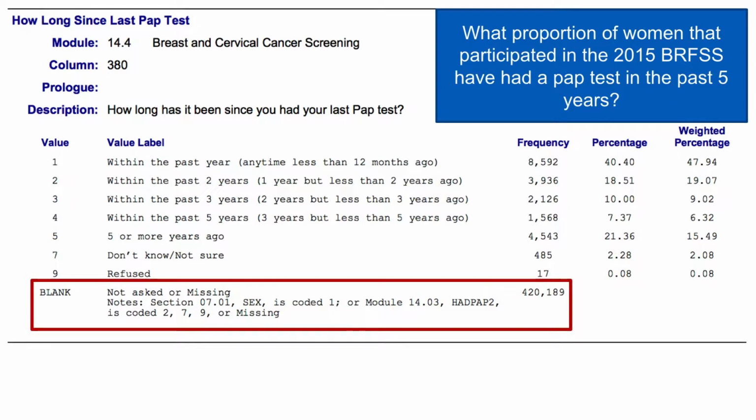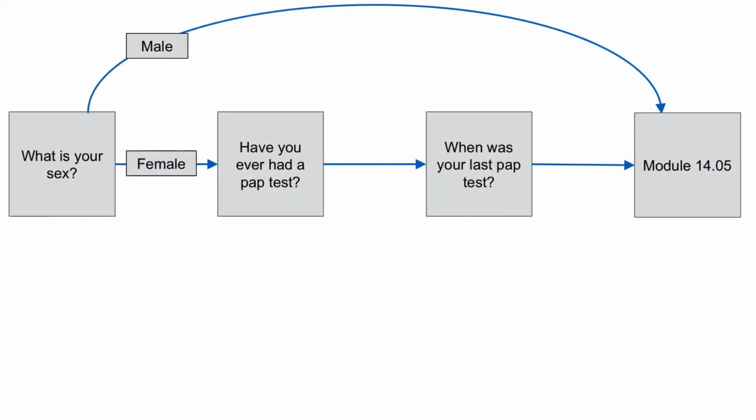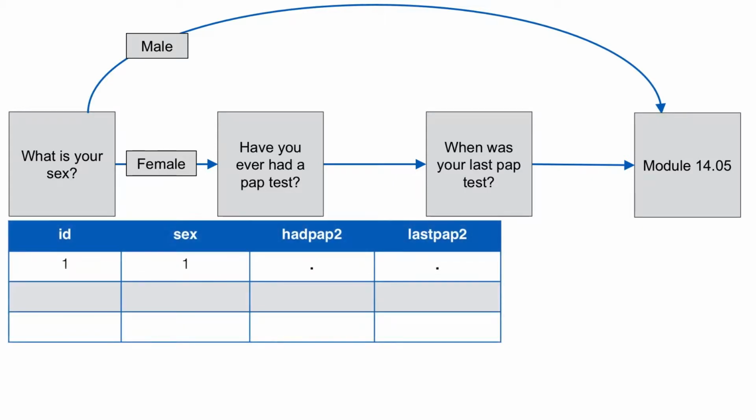Here we see some red flags for a skip pattern, so we know that there's a chance that analyzing this variable without incorporating contextual information will give us a biased answer. Now, let's think about the context. We actually have two questions here that impose skip logic. Let's first think about sex. If the participant is male, they skip over the question about ever having a Pap test. So they will have missing values for had Pap 2.